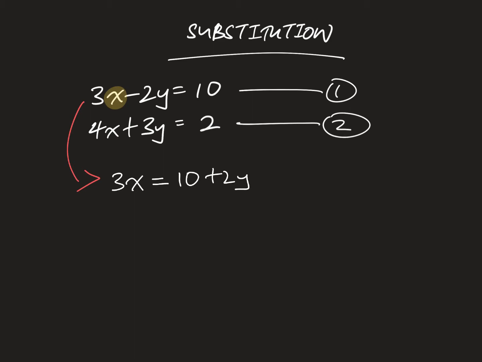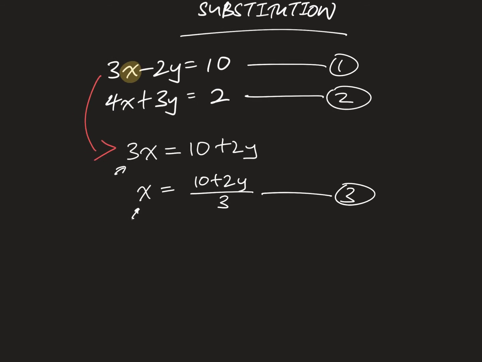Now that looks nice. Now we just need to get rid of this 3. Since this is x multiplied by 3, we just divide both sides by 3. So 3x divided by 3 gives me x, and this whole thing, 10 plus 2y divided by 3. I can't simplify any further, but that is it. We've successfully managed to make x the subject. Let's call this equation 3.